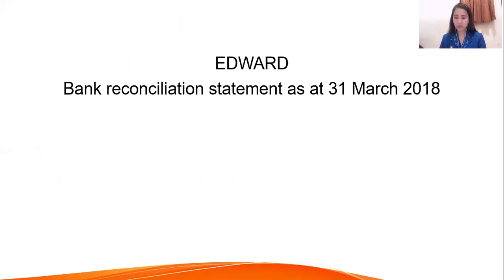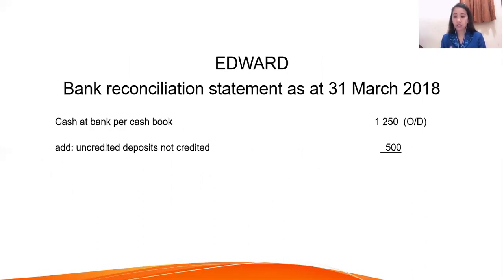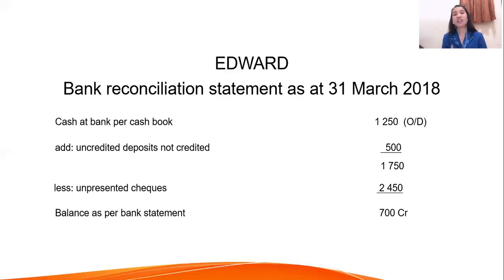The opposite. First we start with balance as per cash book 1,250 and we add uncredited deposit, it's about 1,750, and then less unpresented check 2,450. See, it's already minus, but in accounting we don't say minus and positive. We just know that if in the first place it is on the credit side, then we put it on the debit side. So the balance as per bank statement is 700, but on the credit side.